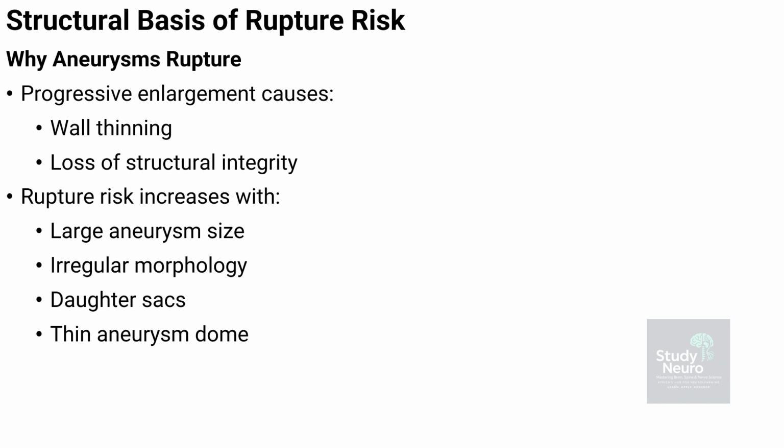Certain features increase the likelihood of rupture. Larger aneurysms carry higher wall stress. Irregular shapes reflect unstable growth, and daughter sacs indicate focal points of weakness. A very thin aneurysm dome is particularly vulnerable because it has minimal structural support. Rupture is therefore not random. It is the final step of progressive mechanical failure.